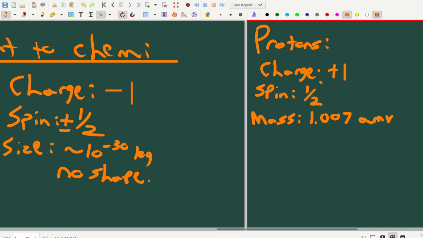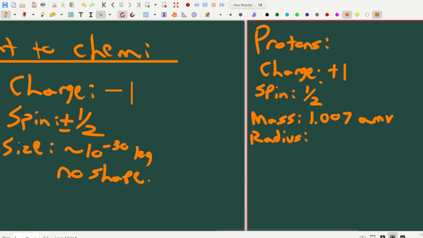It's about 1,000 times bigger than the electron. Electrons have 1,000th of the size. And it also has a radius. I don't actually know what the radius is, but it has a size. I'll Google it really quickly. I don't actually know off the top of my head. So the interesting thing about the proton, unlike the electron, is that it actually has a physical size.